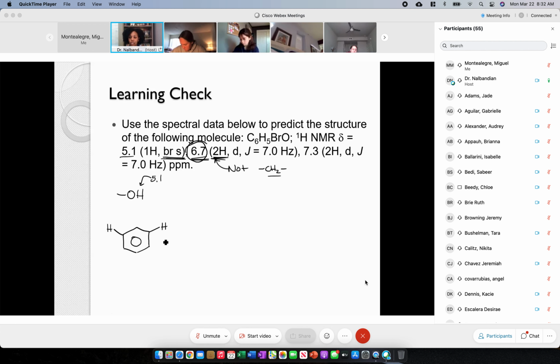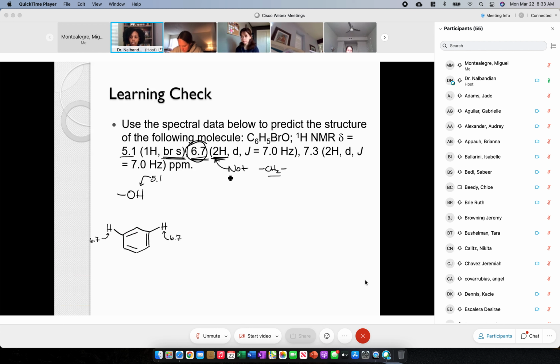It's not a CH2, right? There's no way for us to have 2 hydrogens on one of these carbons. Let me draw in these double bonds so you can see. Each of those carbons can only have one thing bonded to them. So this has to be 6.7, and this has to be 6.7 based on symmetry. Now they are 6.7, so it's aromatic, 2 hydrogens.